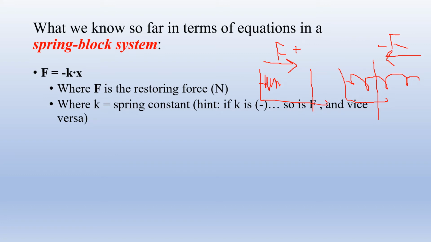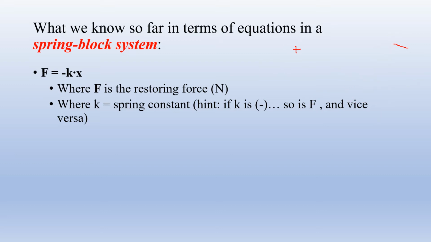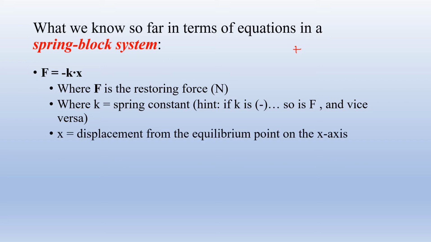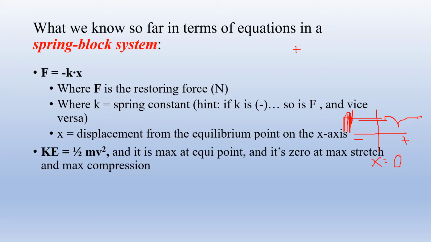K is the spring constant, and there is a little trick there, and that is that if the k value is negative, then the force is negative, okay? And vice versa. X is going to be the displacement of the block from the equilibrium line. Equilibrium line means that you have no displacement, so that's 0. If you're over on this side, then x is positive, and if you're over on this side, your displacement is going to be negative. In our case, this here means I am totally stretched, and if I'm over here, it means I am completely compressed.